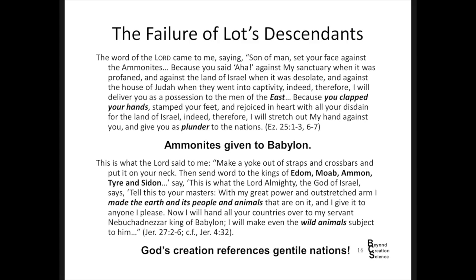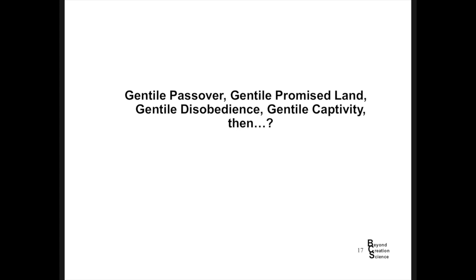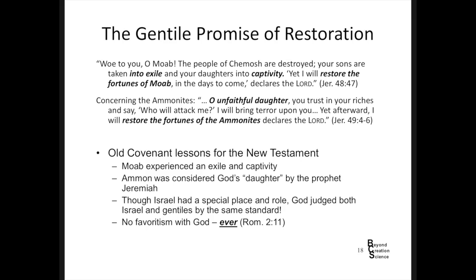Well, if we have a Passover, a promised land, captivity or exile, then what should we consider next for Moab and Ammon? Well, if we are continuing in this line of thought, we should probably recognize that there was probably a promise of restoration. Jeremiah 48 is a prophecy of Moab, and Jeremiah 49 is a prophecy of Ammon. And that's where we find, "Woe to you, O Moab, the people of Chemosh are destroyed. Your sons are taken into exile and your daughters into captivity. Yet I will restore the fortunes of Moab in the days to come, declares the Lord."